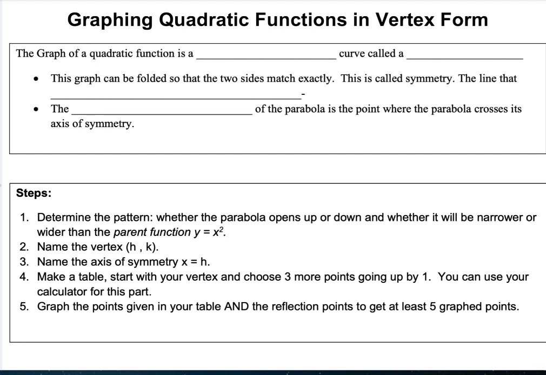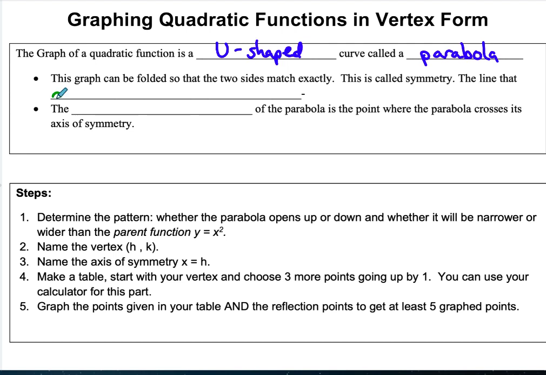So the graph of a quadratic function, as we talked about, is a U-shaped curve, and we call it a parabola. That's its mathematical name. Okay? The graph can be folded so that the two sides match exactly, kind of that middle line that perfectly divides it in half. And this is called symmetry.